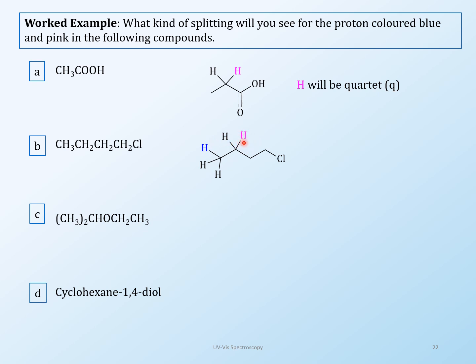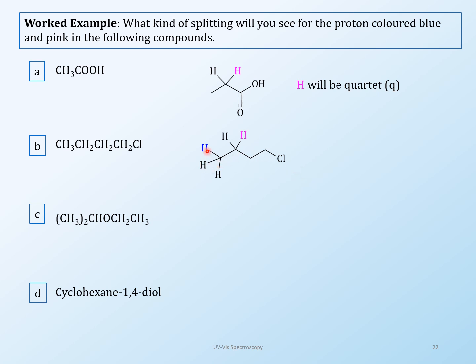The pink hydrogen is next to this carbon, and this carbon is next to 2 carbons. So it's going to look at both of these protons. So this hydrogen is looking at 3 plus 2. Remember, there are 2 protons here. So 3 plus 2 plus 1, so that's going to be a sextet.